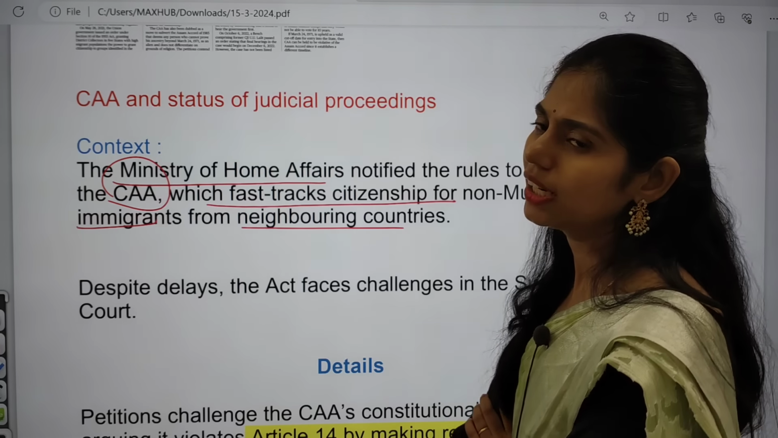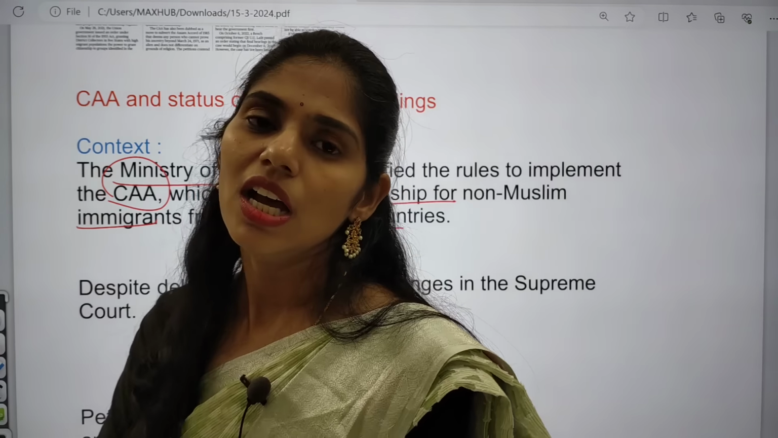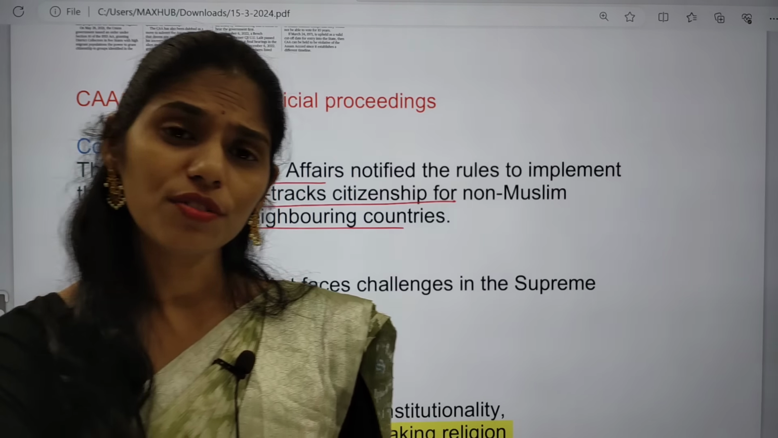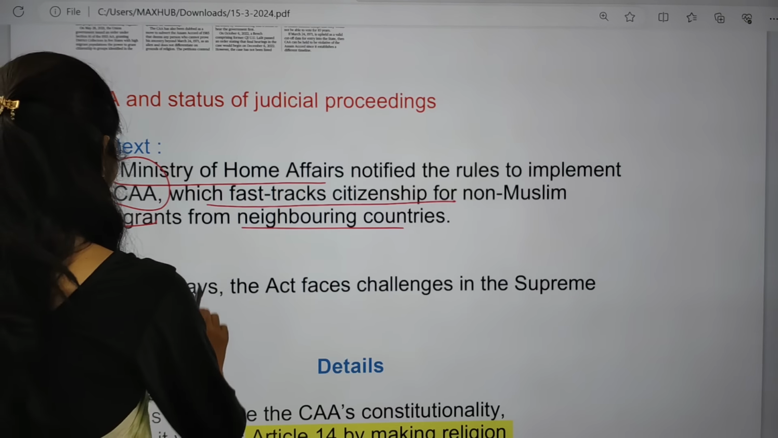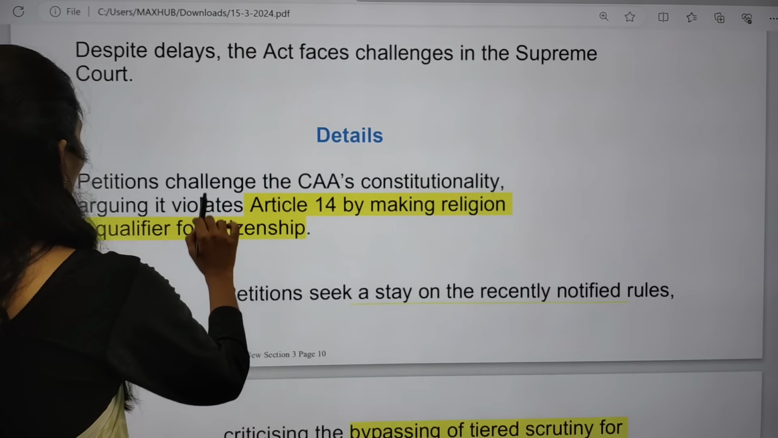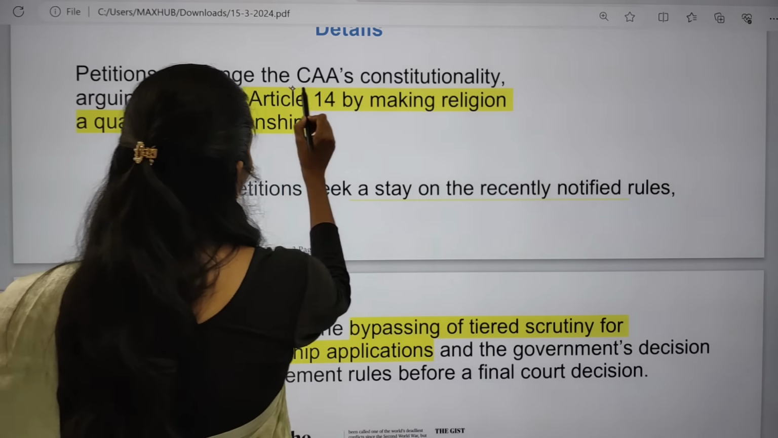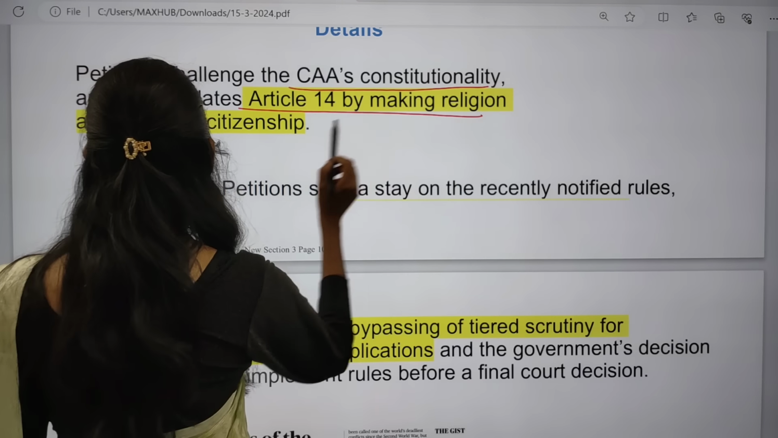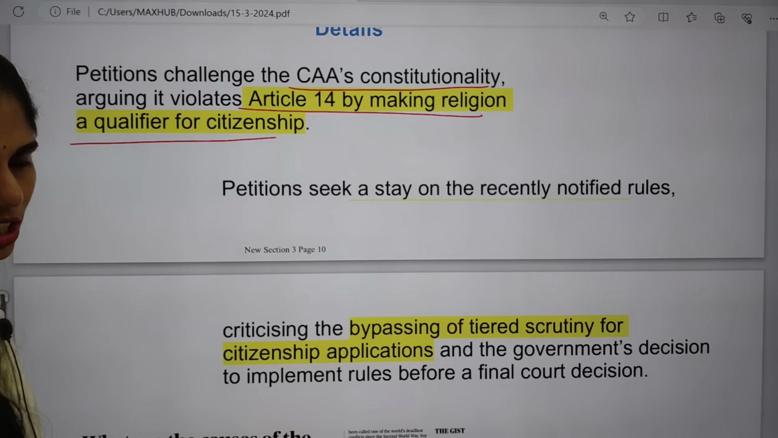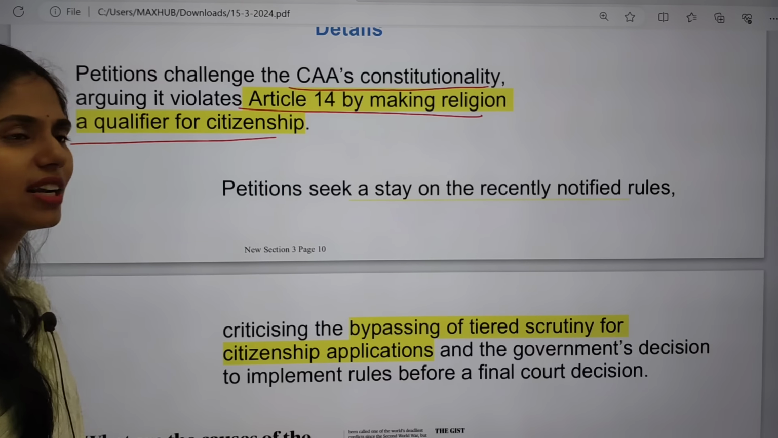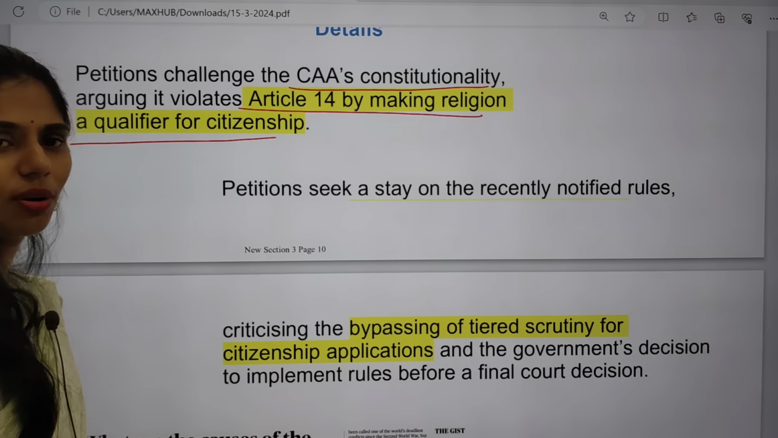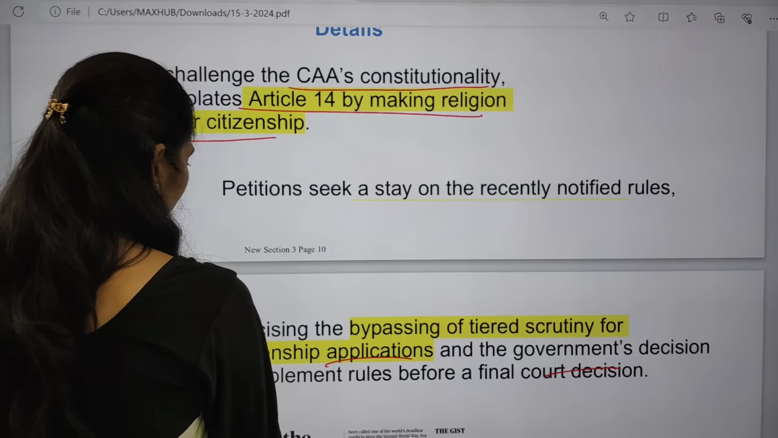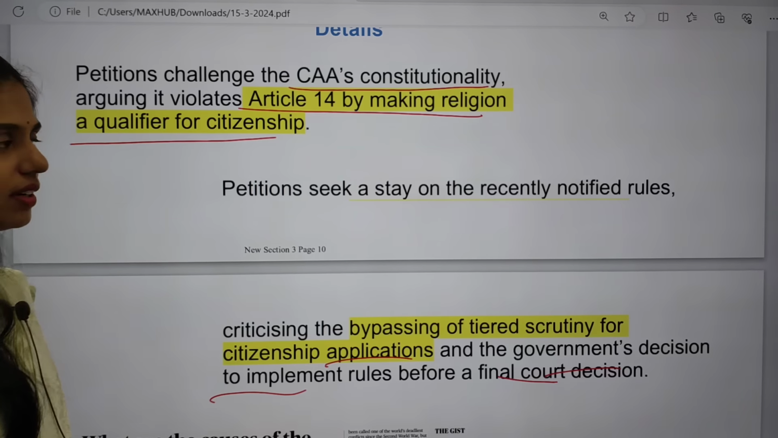Even the Tamil Nadu state government said that we are not going to implement this CAA. It is entirely the purview of the center. Parliament has the power to make the laws. It is not the responsibility of the state. That is what the Tamil Nadu state government said. Now some important details. Petitions challenge the constitutionality of the Citizenship Amendment Act, and they also argued that it violates Article 14 by making religion a qualifier for citizenship. And petitioners seek a stay on the recently notified rules, criticizing the bypassing of scrutiny for citizenship applications and the government's decision to implement the rules before a final court decision is given.